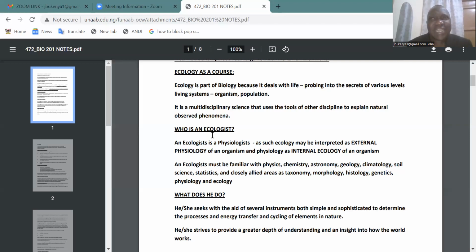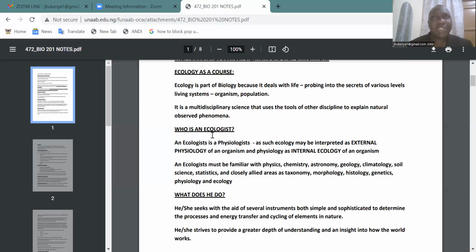For example, if you are investigating the effect of temperature or the effect of light intensity on the rate of photosynthesis, then that ecological study is known as physiological ecology. And regarding animal behavior, if we are investigating how habitat conditions, for example, affect the reproductive behavior, the mating behavior of an animal species, then that is called behavioral ecology.